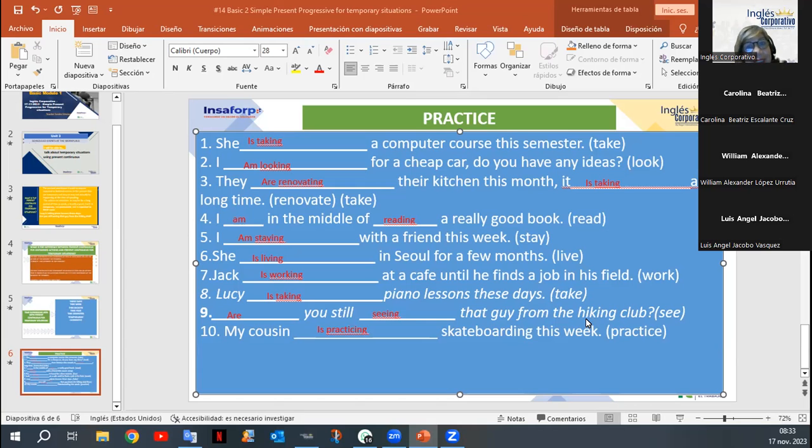She is taking a computer course this semester. I am looking for a cheap car. Do you have any ideas? They are renovating their kitchen this month. It is taking a long time. I am in the middle of reading a really good book. I am staying with friends this week. She is living in Seoul for a few months. Jack is working at a cafe until he finds a job in his field. Lucy is taking piano lessons these days. Are you still seeing that guy from the hiking club? My cousin is practicing skateboarding this week.